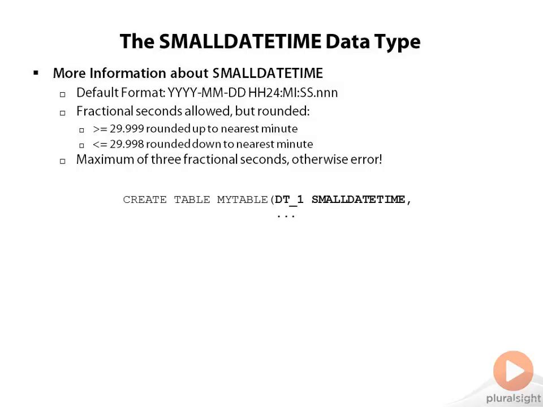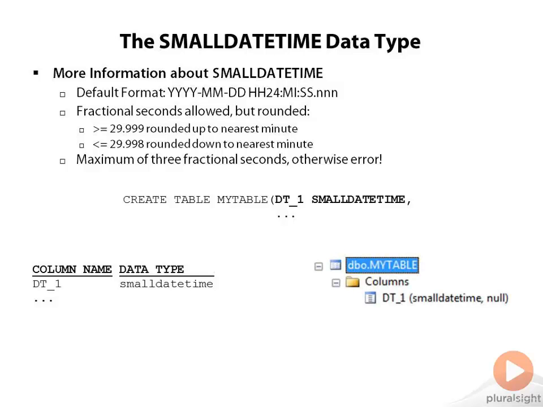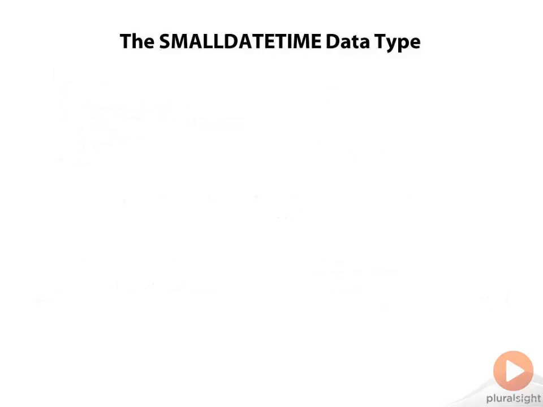Now, let's take a look at how we can create a column in a table using the small datetime data type. As you see, our column DT_1 is a small datetime data type. The metadata is, as you'd expect, DT_1 is a small datetime. Finally, in SQL Server Management Studio, the table MyTable has one column, and that's a small datetime. Let's continue our talk about the small datetime data type.